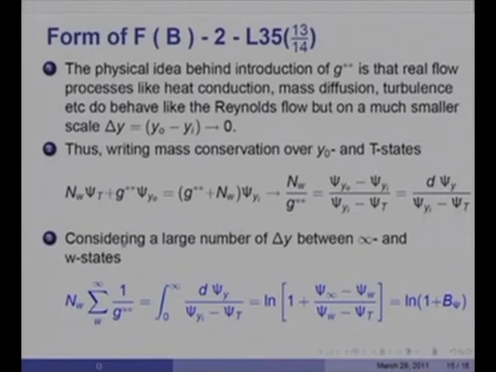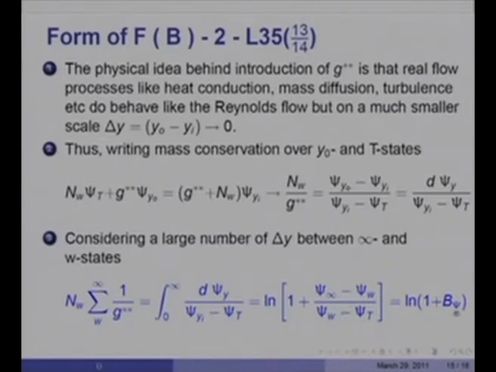So if we consider large numbers of delta Y between 0 and delta of the considered phase, or between infinity and W states, then simply NW times the summation of 1 over G** would amount to the integration from 0 to infinity of d psi Y divided by psi Y minus psi T, and the integration would naturally yield ln of 1 plus (psi infinity minus psi W) divided by (psi W minus psi T), which, as you know, is nothing but B psi, ln 1 plus B psi.